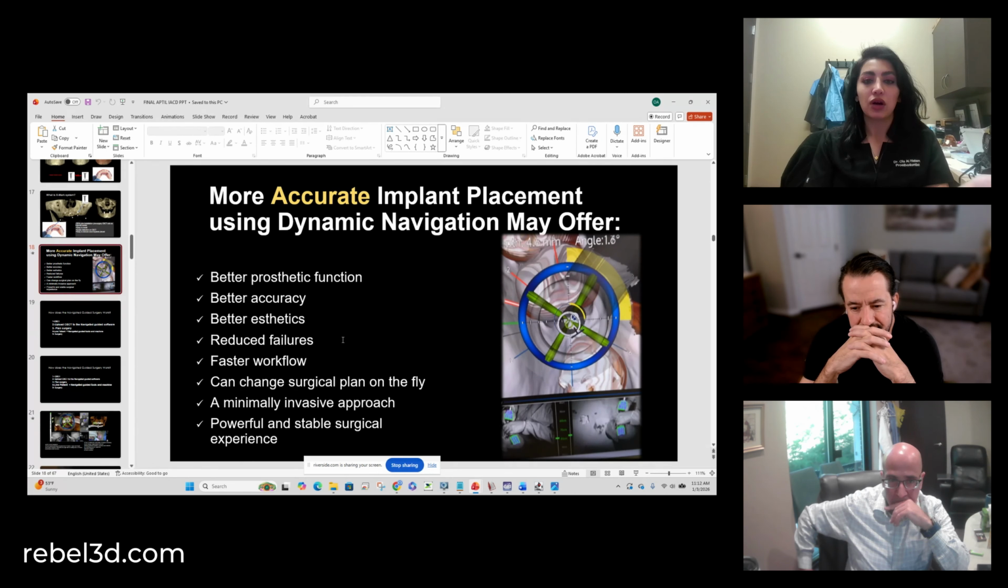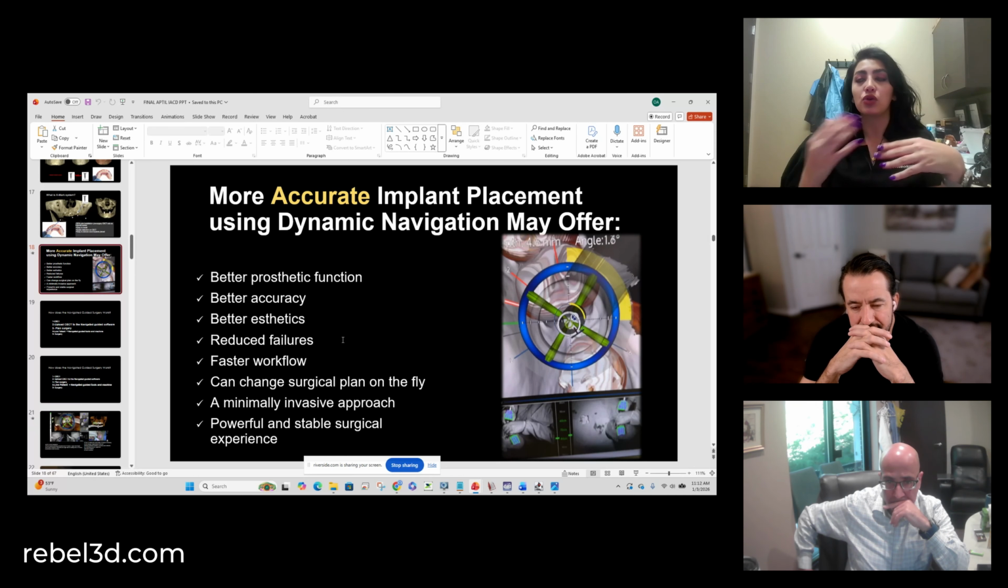Reduce failures. Definitely a lot of time saving with that, because you are getting enough torque from the get-go. You can visualize where the implant is going. You can have enough irrigation in the site. That's the most important thing. With static guides, whether it's stackable or swappable, it doesn't matter, you're not getting enough irrigation into the osteotomy site. With this, there's nothing in the way. You can irrigate all you want, okay?